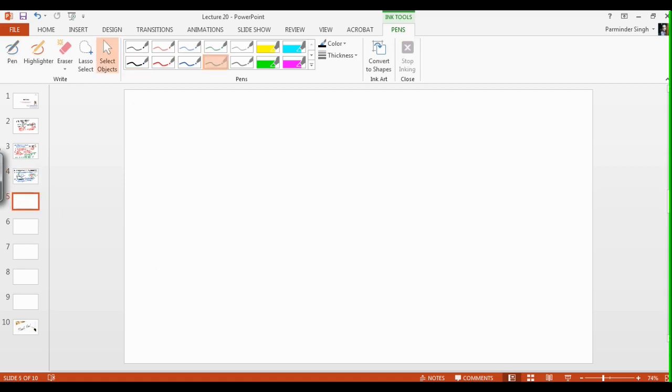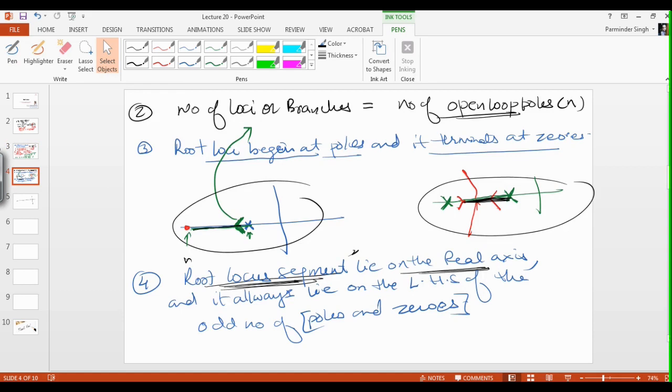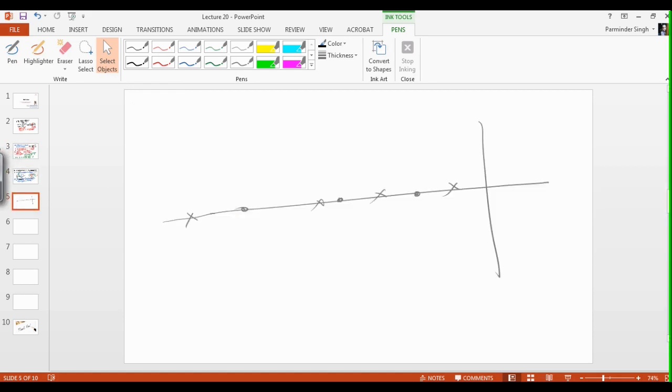Now suppose we have something like 1, 2, 3, 4, 5, 6, 7. Now suppose we have an open loop transfer function where we have 4 poles and 3 zeros. Clear? Now we have marked all of them over here. Now rule number 2 says that the number of loci should be equal to the number of poles. Now the number of poles are 1, 2, 3, 4. So loci should be equal to 4. Right? We'll see how.